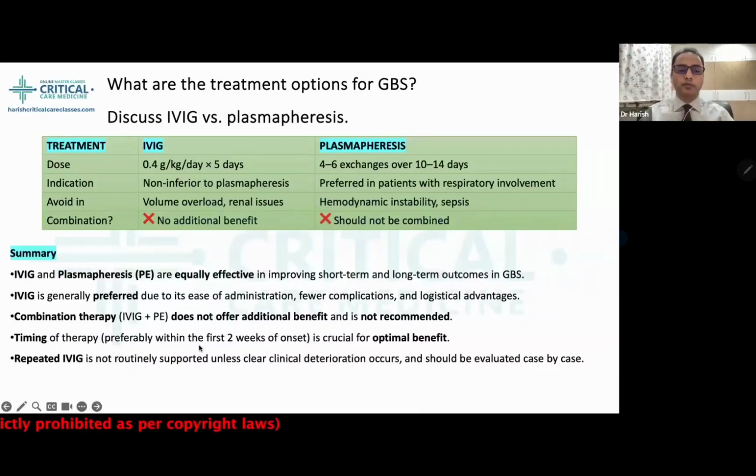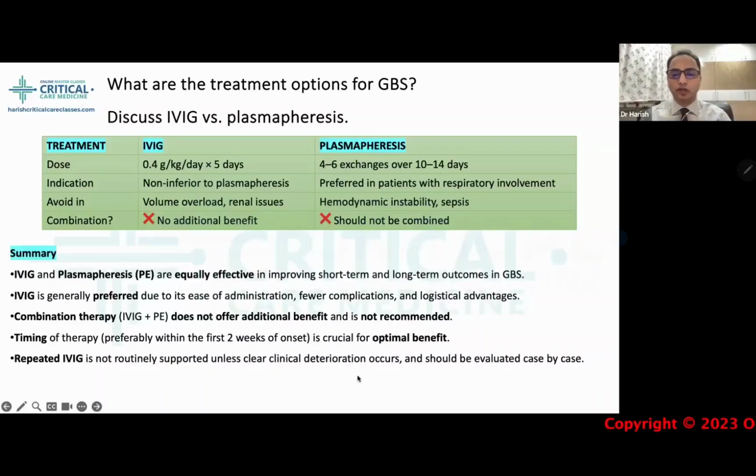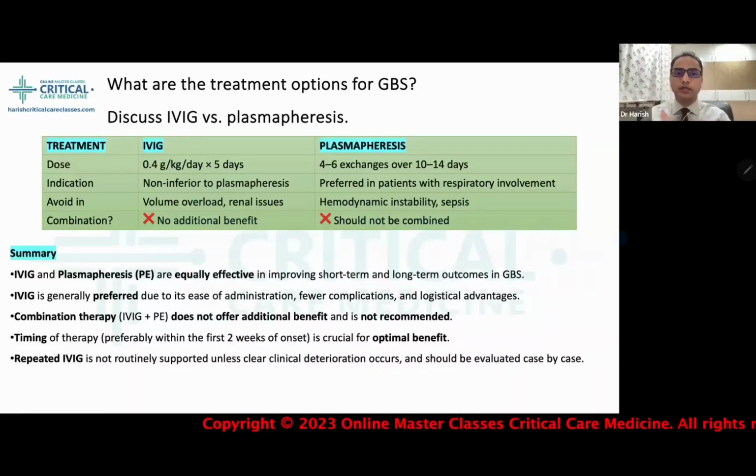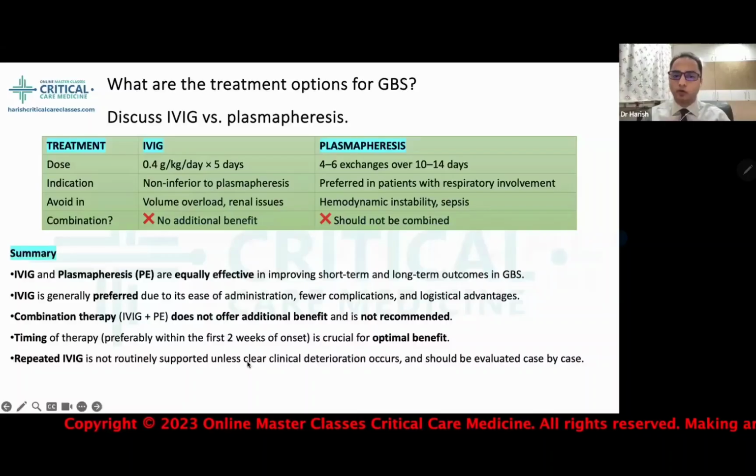Timing of therapy, preferably within the first 2 weeks of onset, is crucial for optimal benefit. With delayed initiation of therapy, the outcome is questioned. Repeating IVIG, if you have given one dose of the full course, is not routinely supported unless clear clinical deterioration occurs, and should be evaluated case by case. It is not recommended to give repeat IVIG after completing the full course.